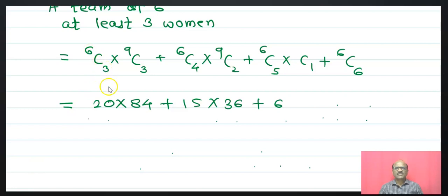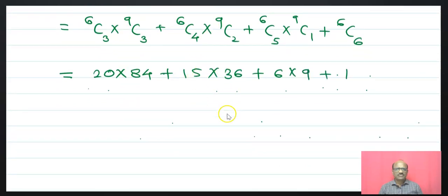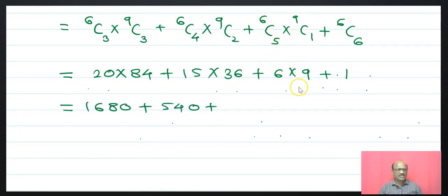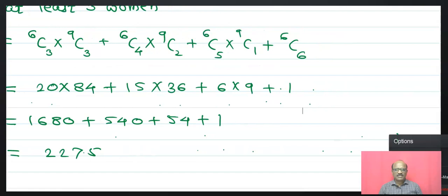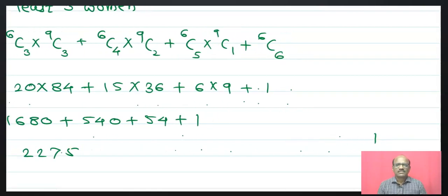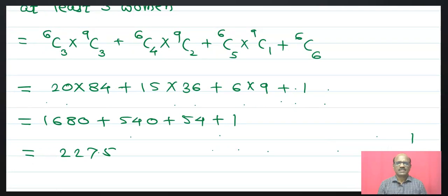We find the value of 6C3, that is 20, 9C3, 84, 6C4, that is 15, 9C2, 36, 6C5 is 6, 9C1 is 9, 6C6 is 1, and you will get the answer. That is equal to 2275. I have not performed the calculations, but you perform the calculations.